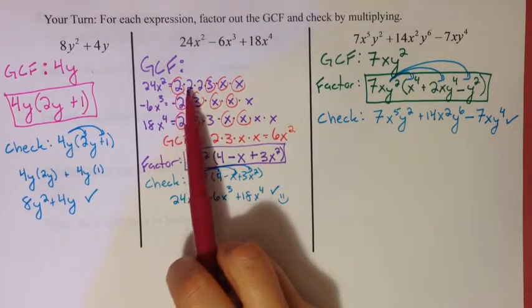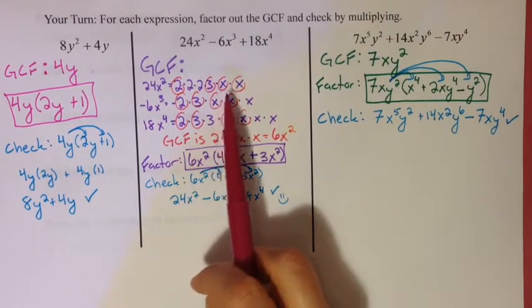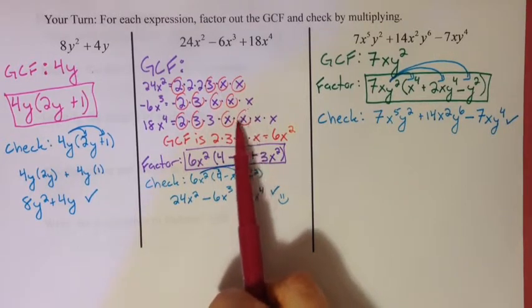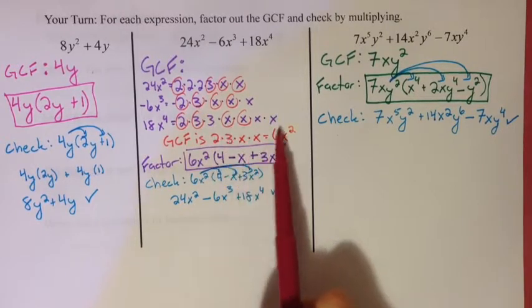24x squared is 2 times 2 times 2 times 3 times x times x. Negative 6x cubed is a negative 2 times 3 times x times x times x. And 18x to the fourth is a 2, a 3, a 3, and 4 x's.